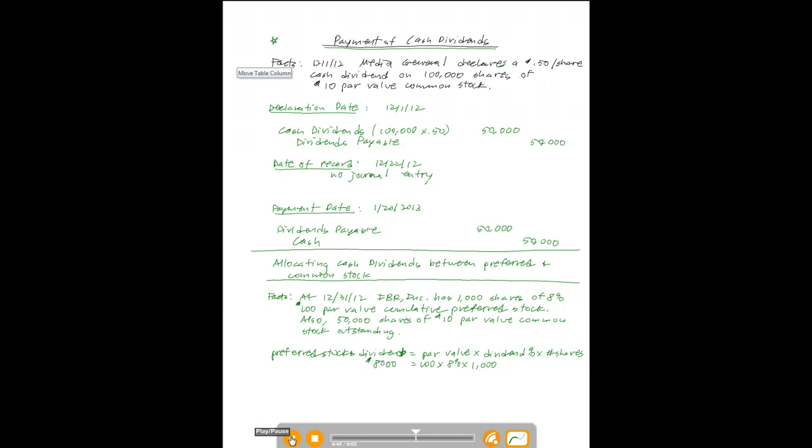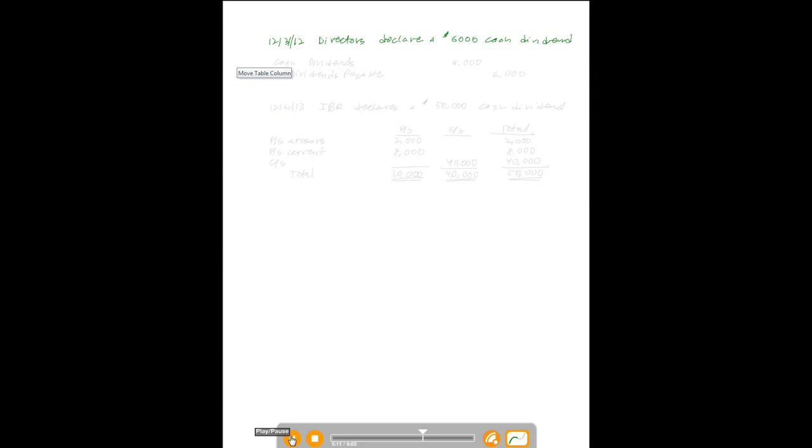That's every single year. And this stock is cumulative, which means if we don't pay $8,000 one year, it's going to be accrued and has to be paid the next time dividends are declared, and has to be paid before common gets anything. So let's say at 12/31/12, the directors declare a $6,000 cash dividend. Now, why wouldn't they declare a bigger cash dividend? Well, they probably didn't have enough cash, and you also have to have the amount in retained earnings. So that was all they could afford, which means all of that is going to go to the preferred stock.